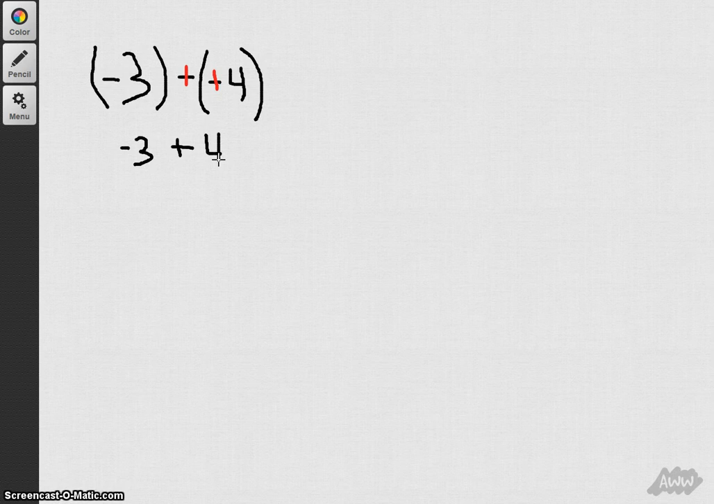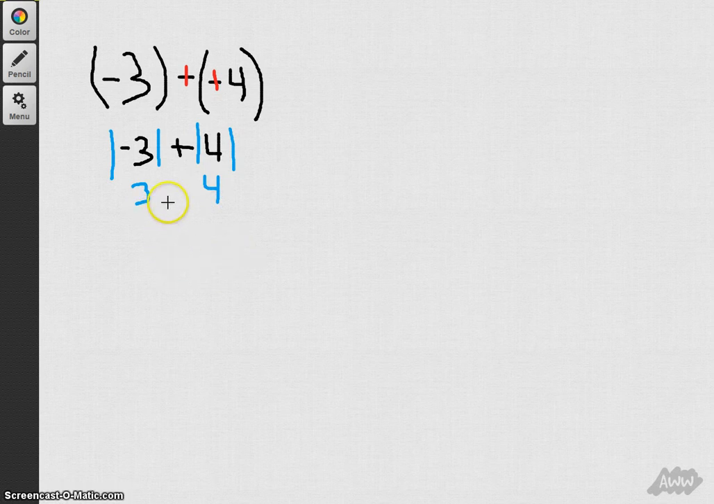Alright, so now this goes back to what we were doing yesterday when we were adding real numbers. So I'm going to go ahead and do the absolute value method. I'm going to take the absolute value of negative 3, the absolute value of 4. Therefore, I get 3 here, because it's 3 away from the origin. 4 here, it's 4 away from the origin.